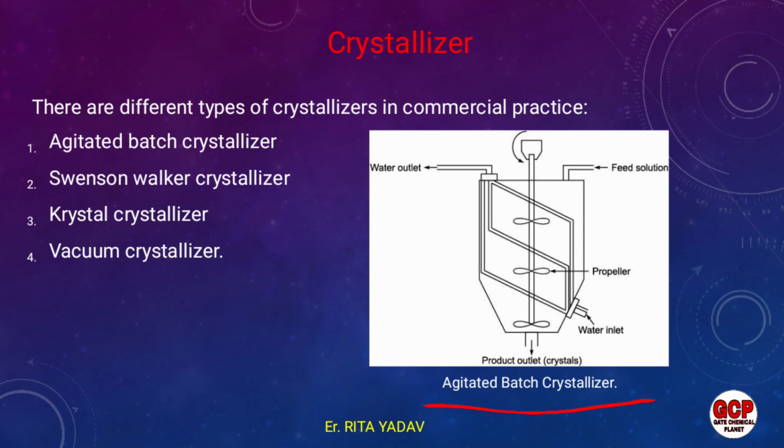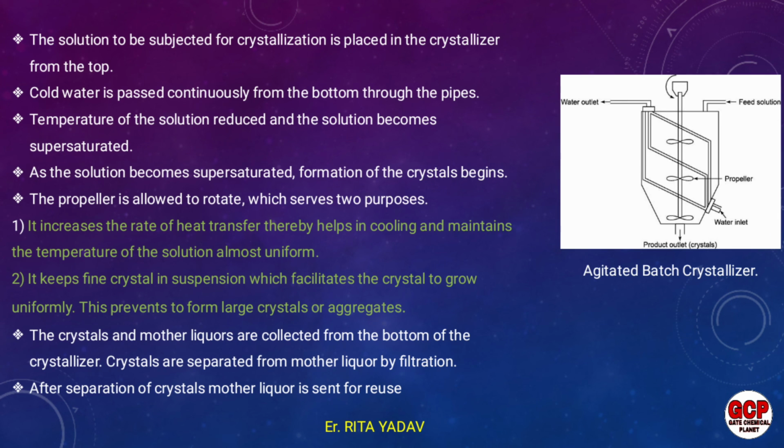Now we will discuss the types of crystallizer. A crystallizer is the equipment in which the crystallization process is done. There are four types of crystallizers in commercial practice. First is the agitated batch crystallizer. Second is the Swenson-Walker crystallizer. Third is the Krystal crystallizer, and fourth is the vacuum crystallizer. This is the diagram showing the agitated batch crystallizer, and we will discuss the agitated batch crystallizer in more detail.